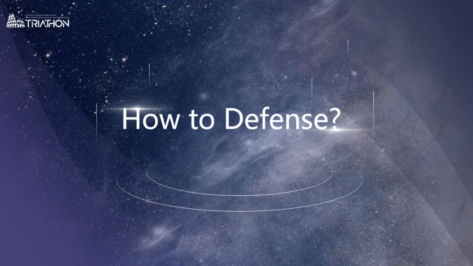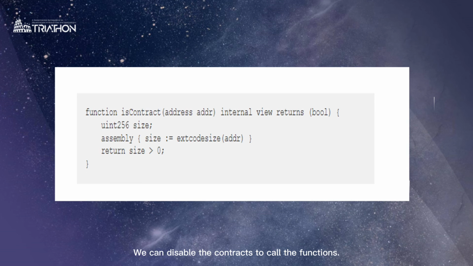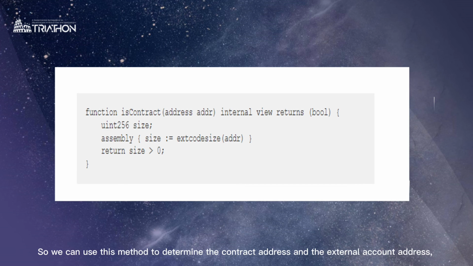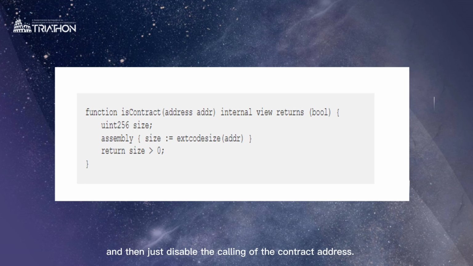How to defend? We can disable contracts from calling the functions. This is an opcode, codesize, provided by the EVM to get the size, length, of the code associated with the address. If it is an external address, then no code is returned. So we can use this method to distinguish the contract address from the external account address, and then just disable the calling of the contract address. Of course, there is more than one way to solve the problem.